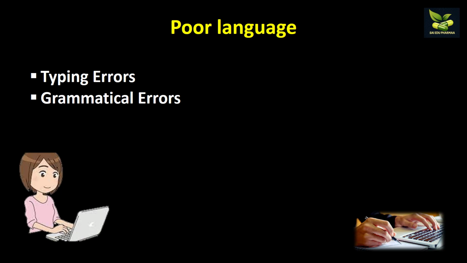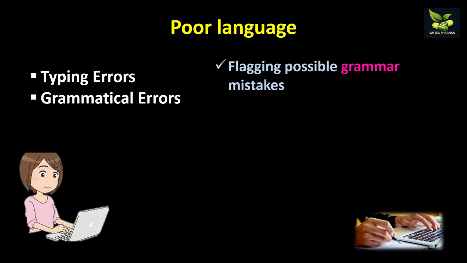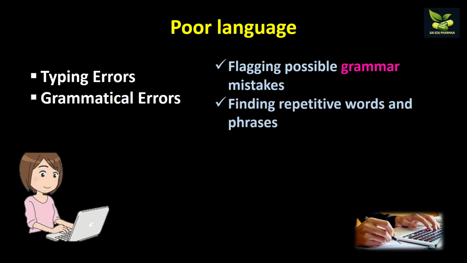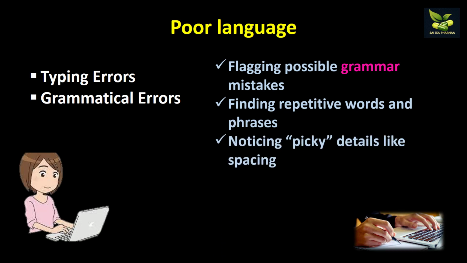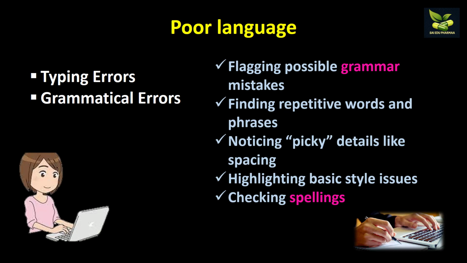First is poor language. It has been found that when we read the manuscript, it has various types of typing errors and grammatical errors. These can be corrected by using software. And what do these software do? They flag possible grammar mistakes, they find repetitive words and phrases, then they notice picky details like spacing, highlight basic style issues and check spellings.